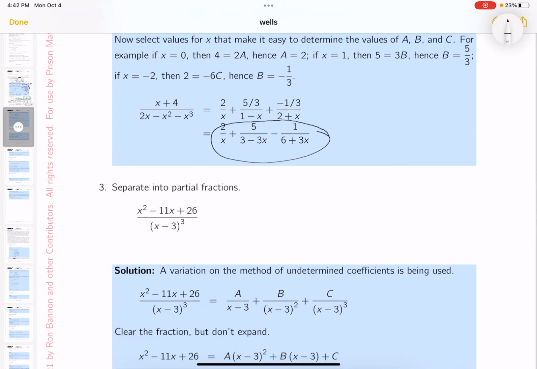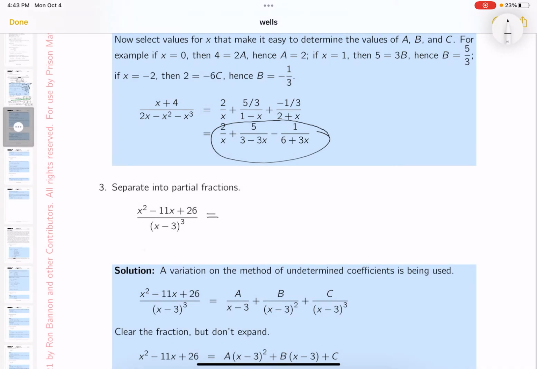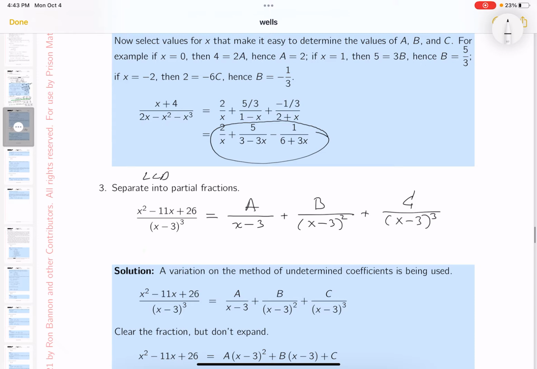Well, let's do this one a little more complicated. And what I mean by that, I'm looking at it's a cubic bottom, right? It's already factored, though. So I'm going to say probably it's going to look like A over x minus 3 plus B over x minus 3 squared plus C over x minus 3 cubed. But I don't know what goes on top. And you might say I'm dreaming that that's going to work. Well, they're written to work. What's the LCD? Well, that's easy. It's x minus 3 cubed.